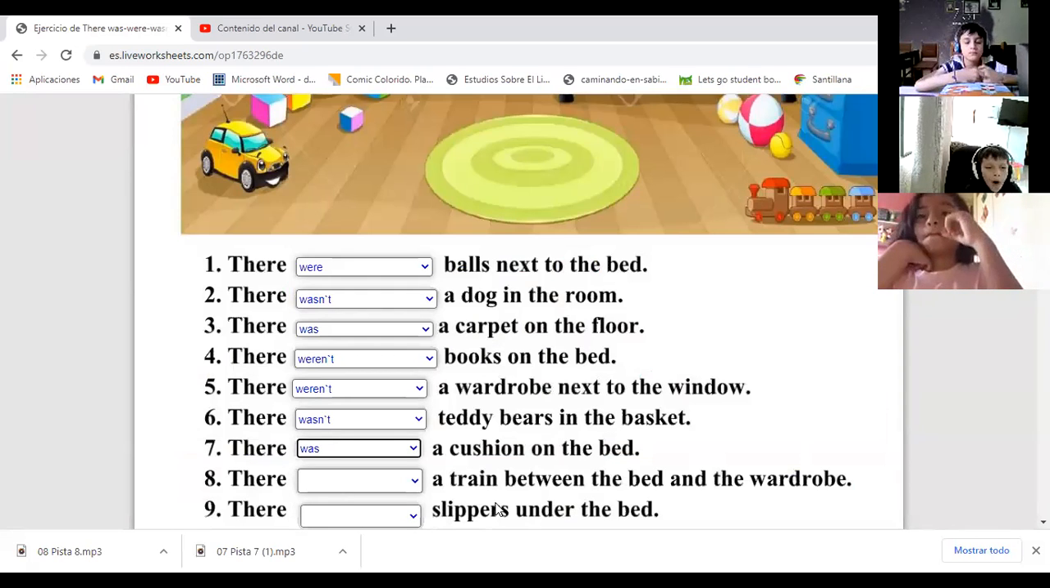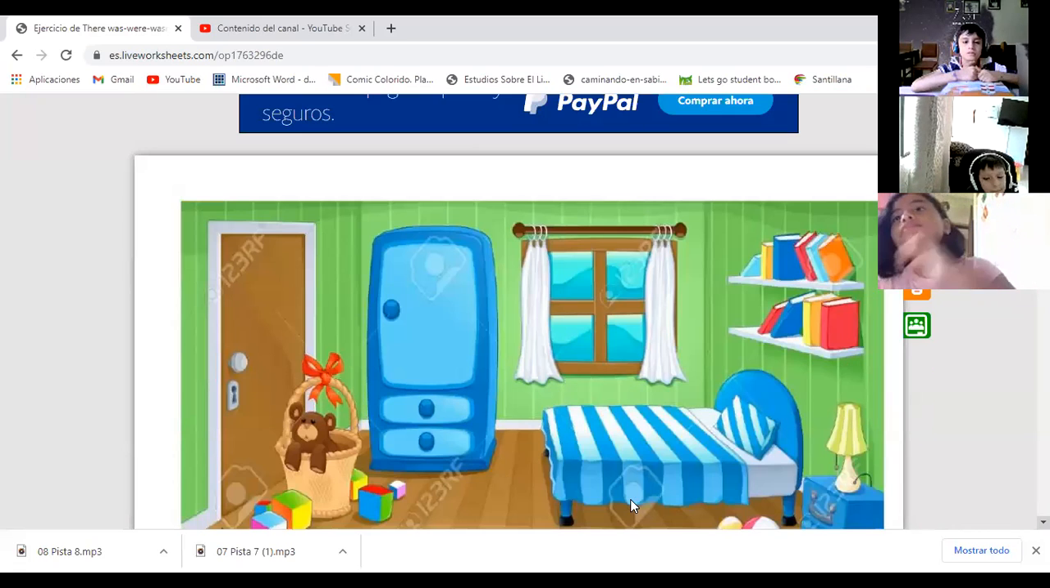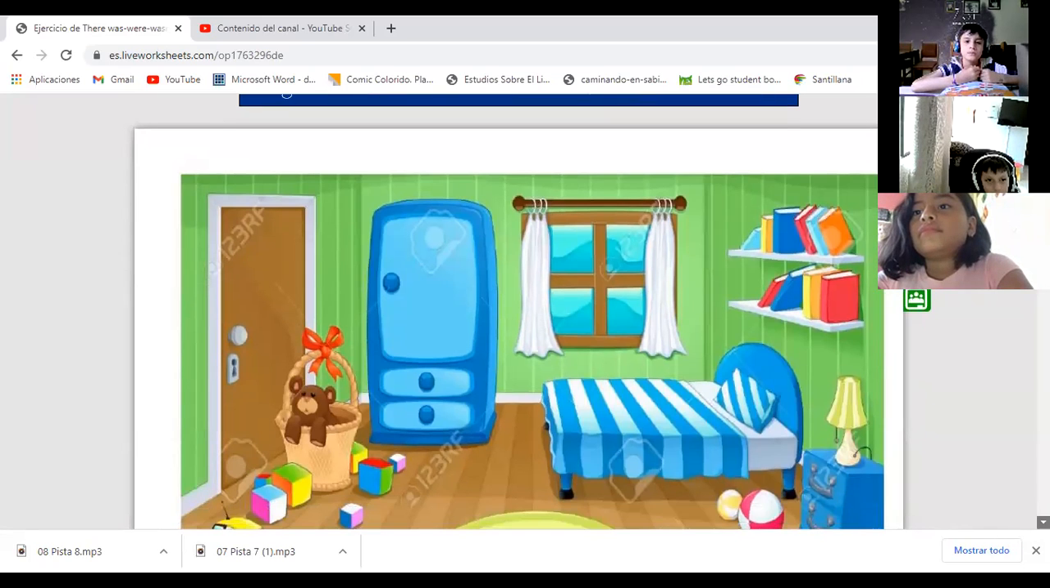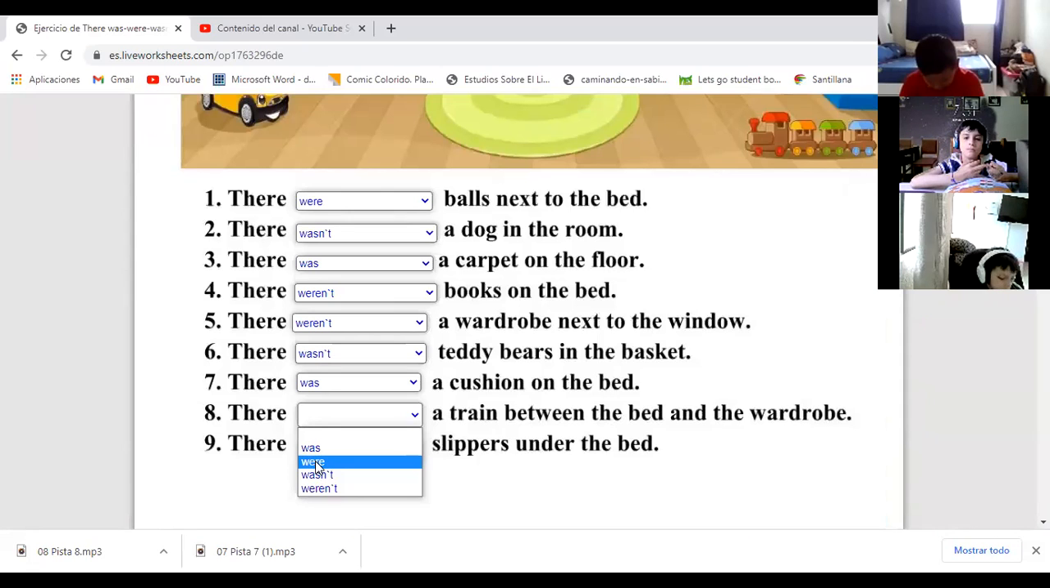Daniela Blandón. There a train between the bed and the wardrobe. Between the bed and the wardrobe. Okay, so this one is the bed and the wardrobe. Between the bed and the wardrobe, we have a train. Where? Okay, so let's see.